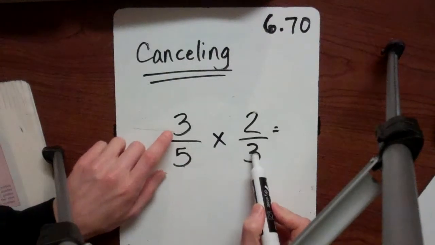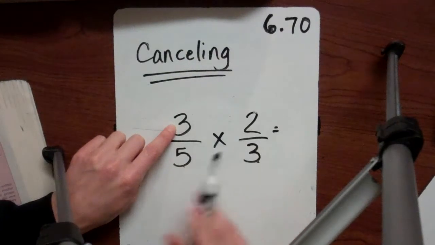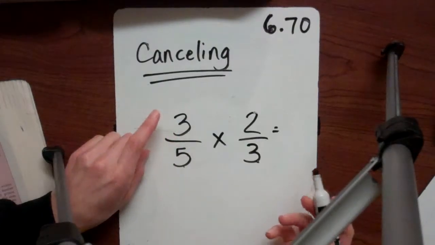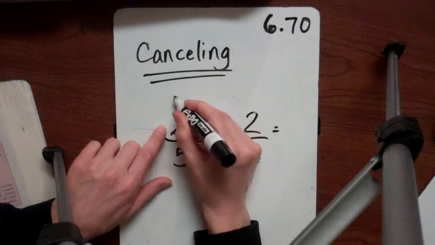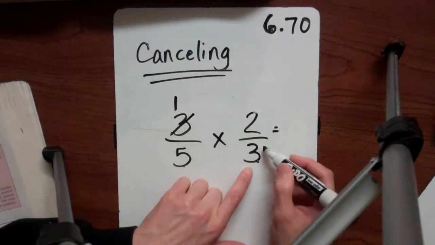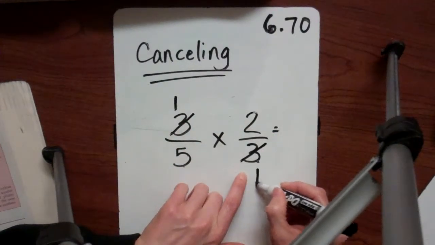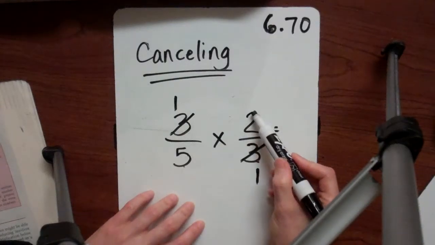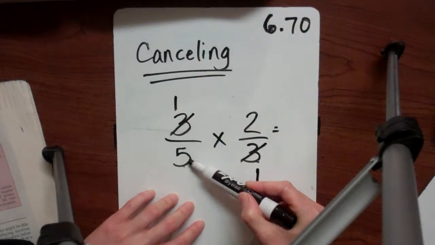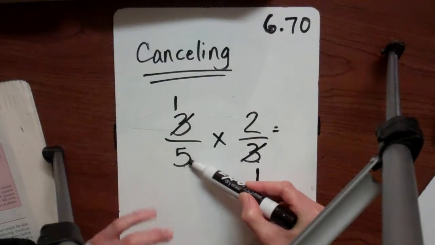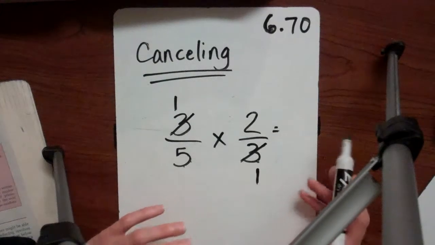Is there a number that will go into both these 3's? Hopefully you say yes. 3 will reduce it. So 3 divided by 3 would be 1. And on this one, 3 divided by 3 would be 1. And then we look at this next part. Can I take 2 and 5 and reduce it at all? Will a number go into both 2 and 5? Hopefully you see no is the answer on that. So that means we're done.